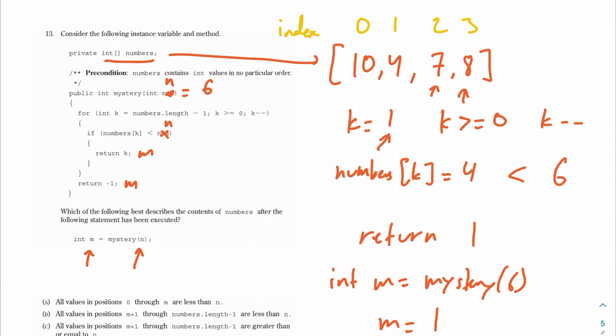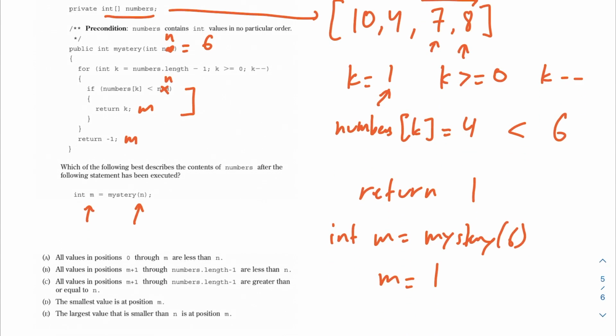So I would say that the number that we're returning is the very first number within the array that is less than n. We can assume that every number after that index m that we returned was greater than or equal to num, or n, whichever you want to call it. How do I know that? Well, the only condition we were checking for is whether that number was less than n, or num. And at that point, we would be returning. Otherwise, we would keep going through the loop. So I would say that the correct answer here would be C.